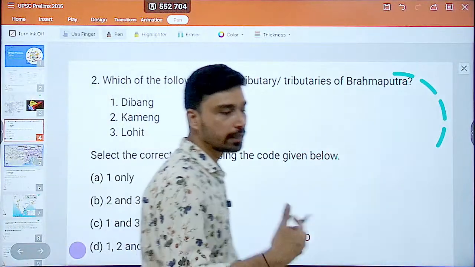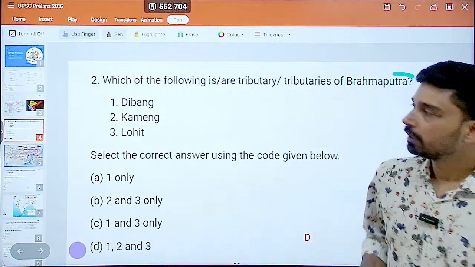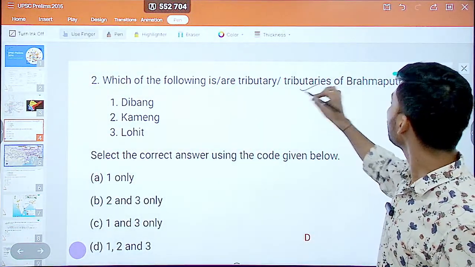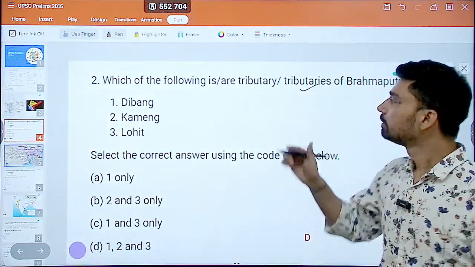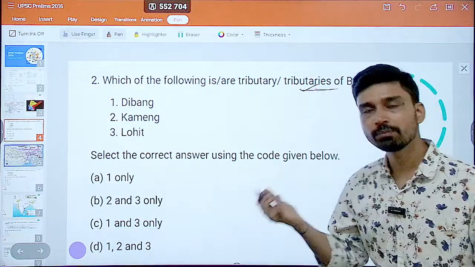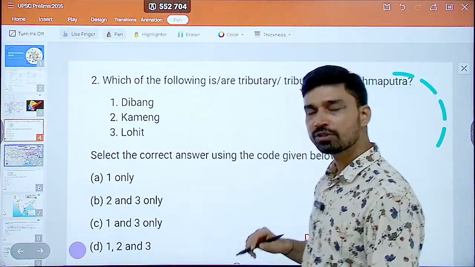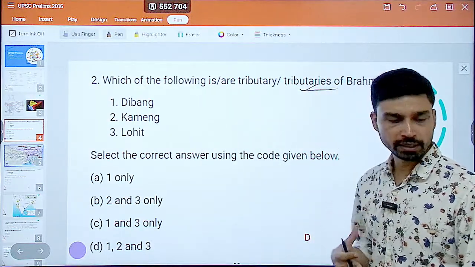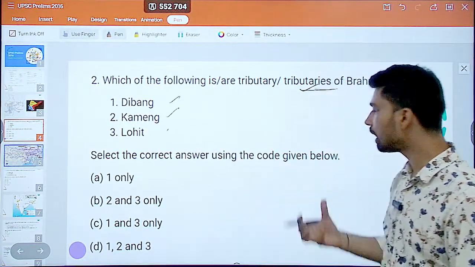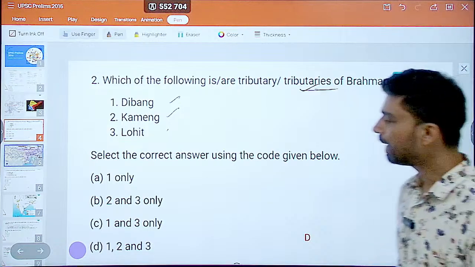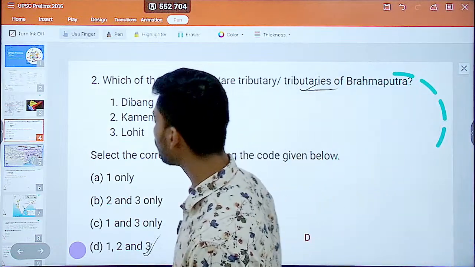Next question. Again you can see the question is being repeated. Last year also they asked about the tributaries of a river, the Godavari. This year they have asked about the tributaries of the river Brahmaputra. So similar kinds of questions are being asked on the major rivers of India, and that is where your focus should be. Dibang, Kameng, Lohit: which of these are tributaries of the Brahmaputra? The answer is all. Again these are factual questions, all the 3 rivers.